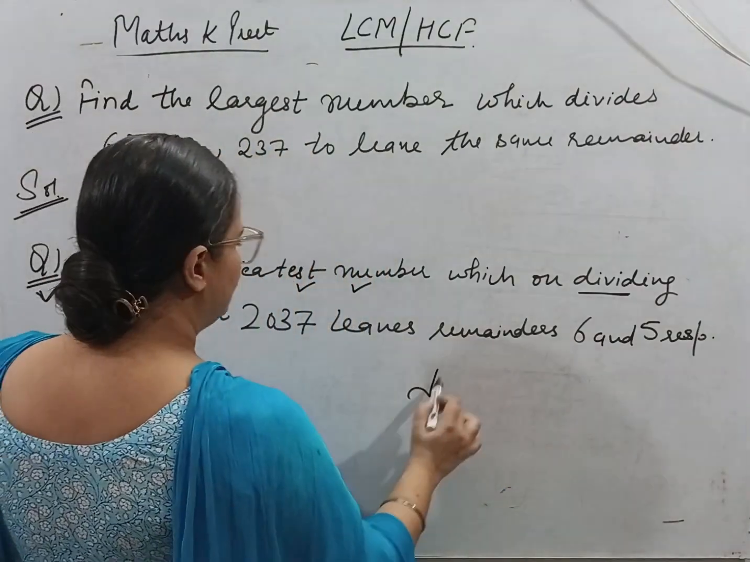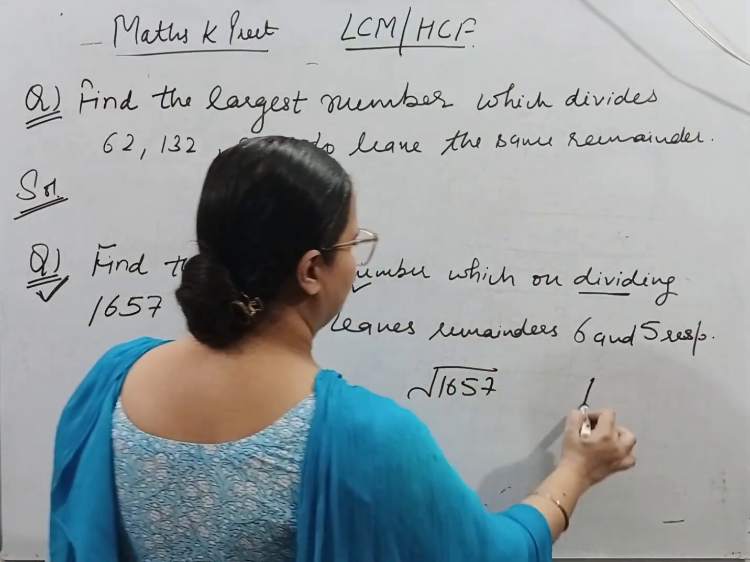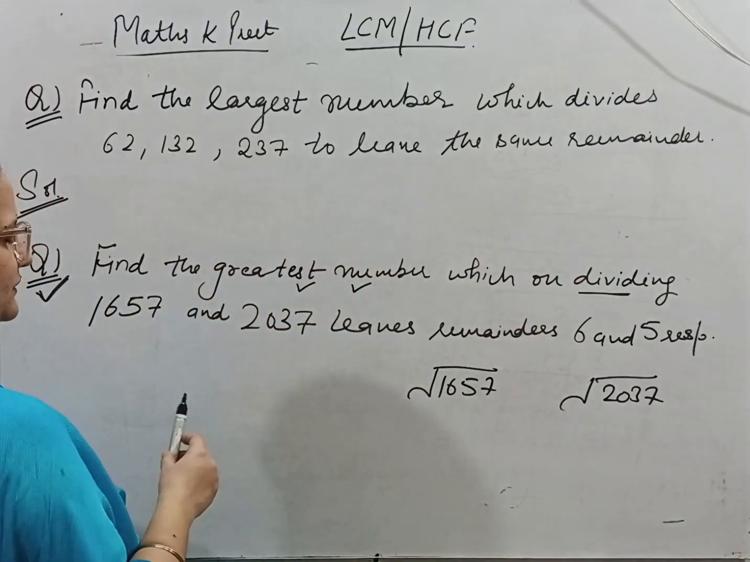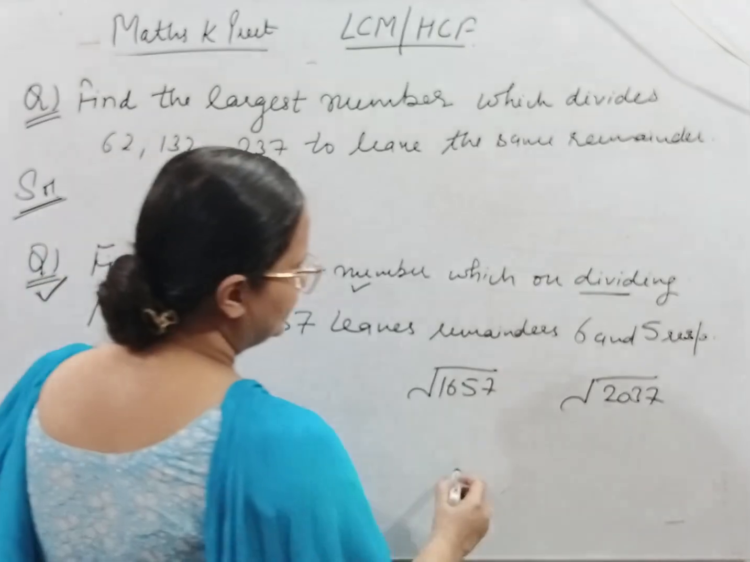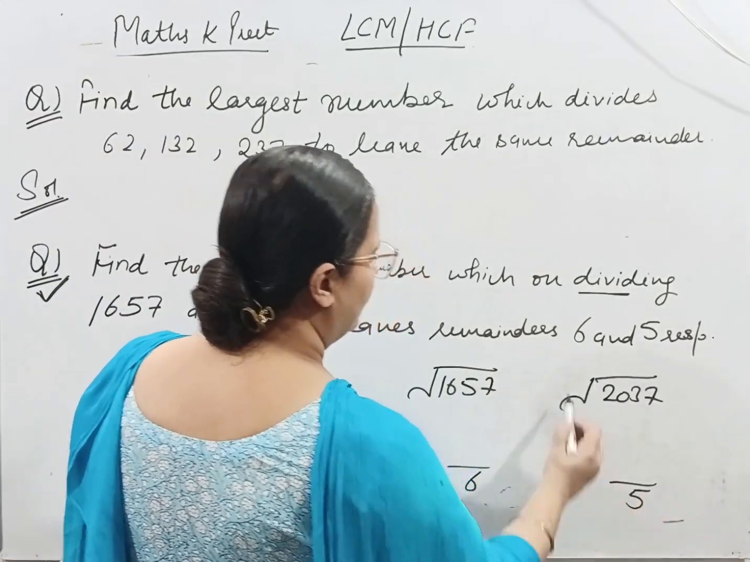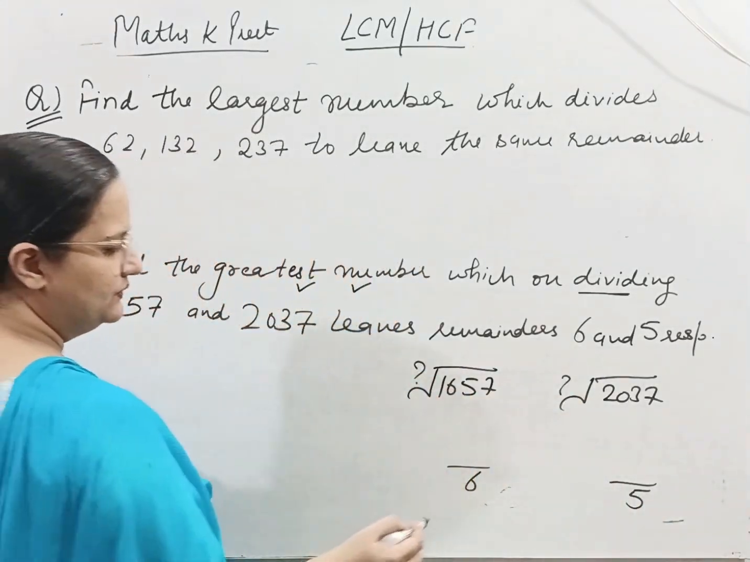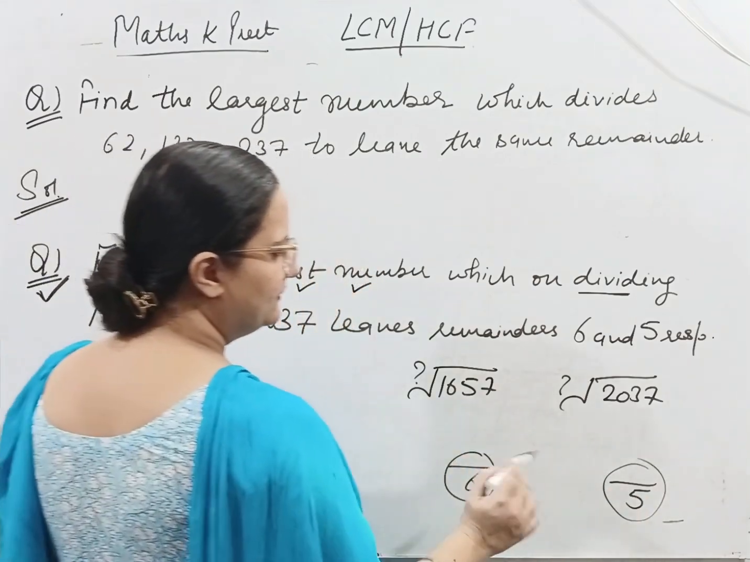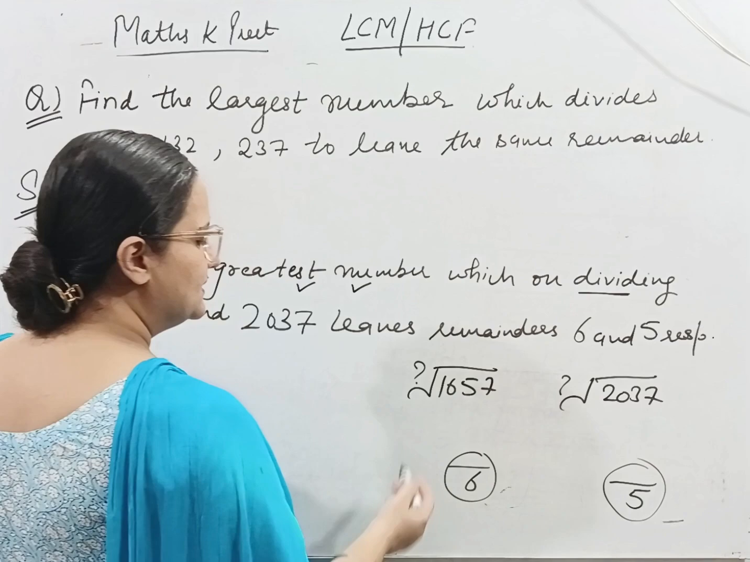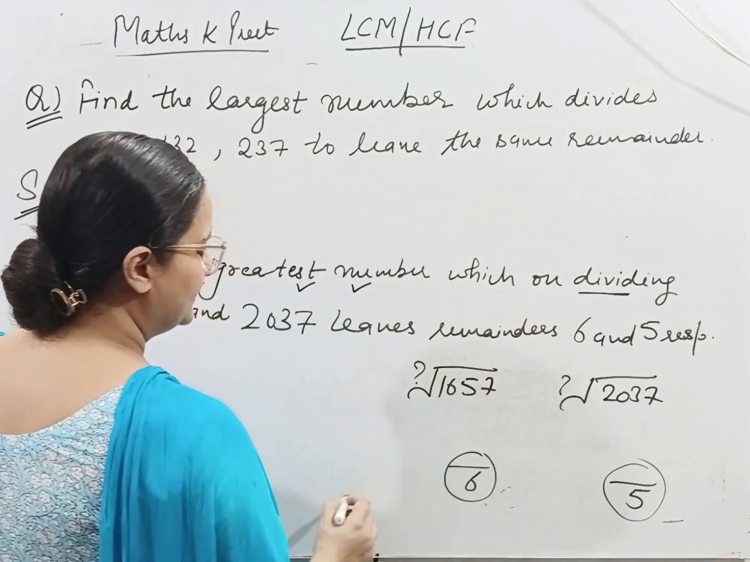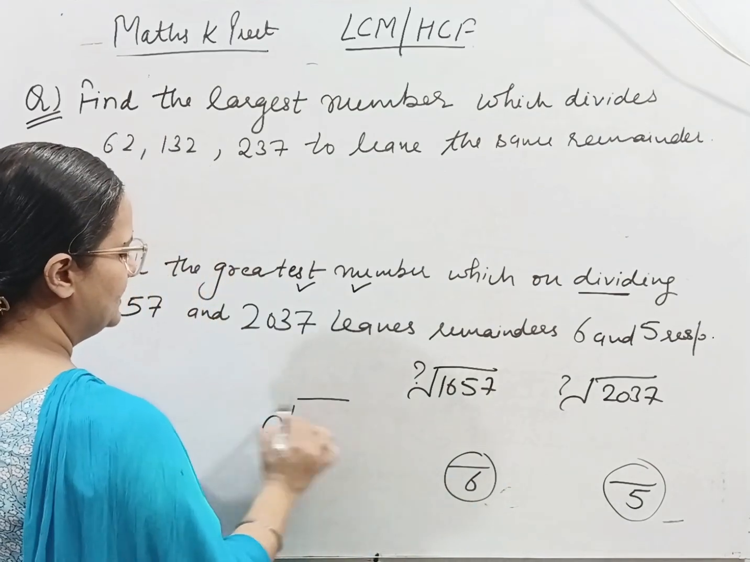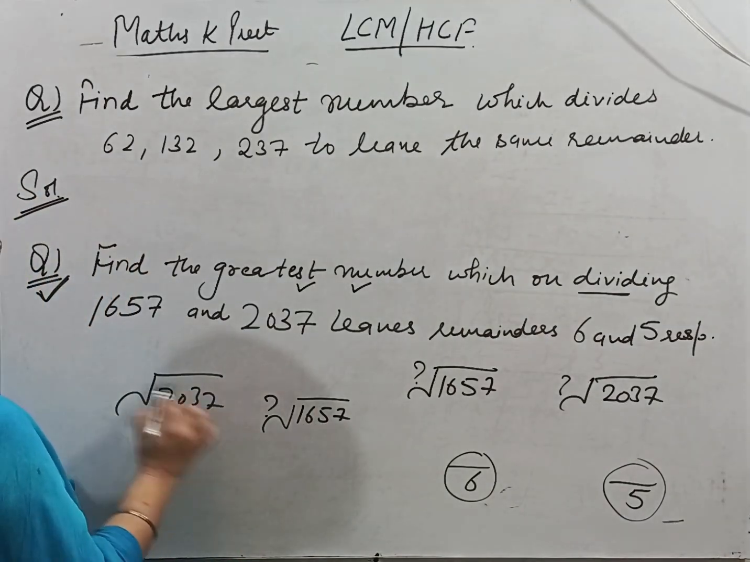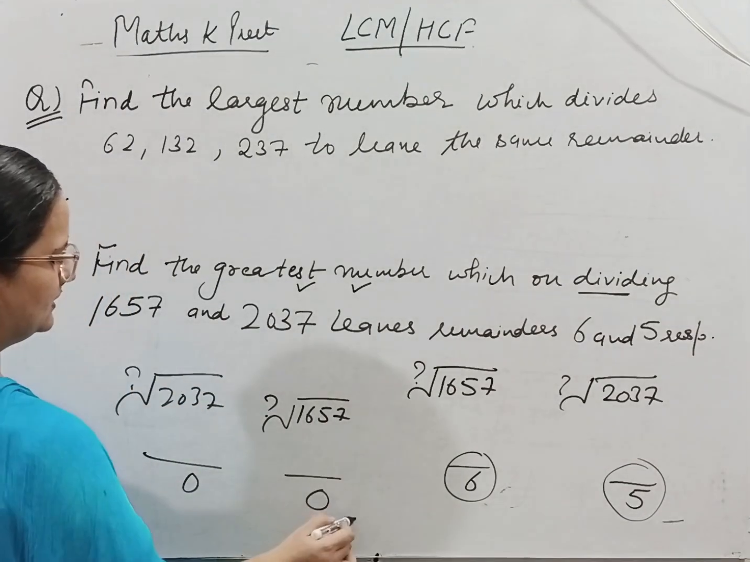So these are my two numbers, 1657 and 2037. Find the greatest number which on dividing these two numbers leaves remainder 6 and 5. I am not able to find such a number which on dividing these two numbers is leaving the remainder 6 and 5, but I am capable of finding such a number which on dividing these two numbers leaves remainder 0.